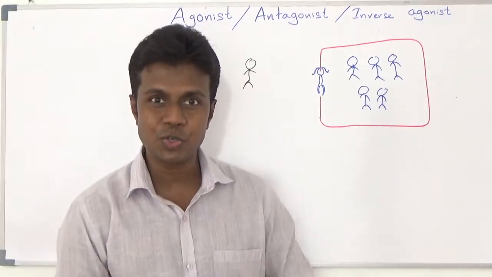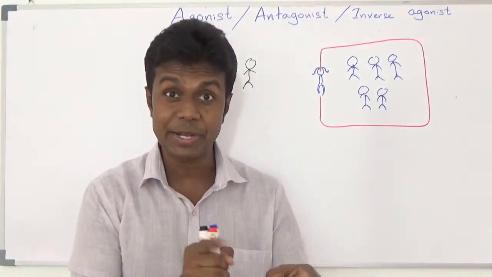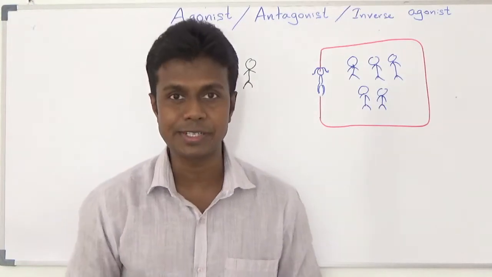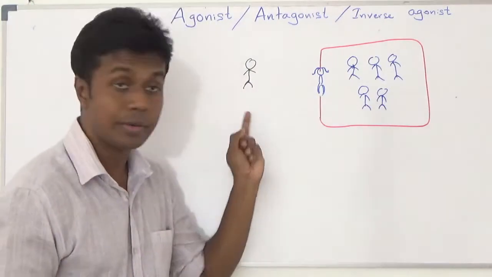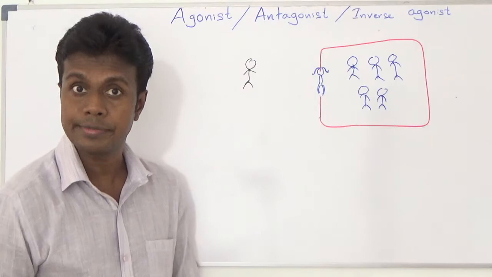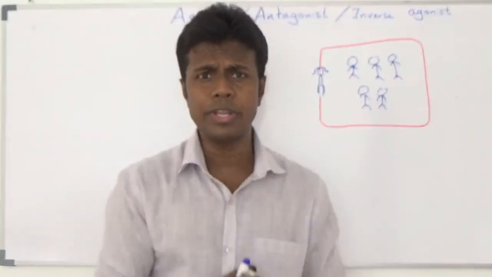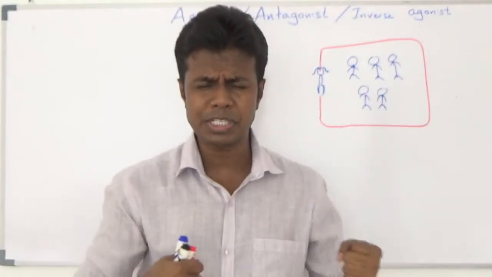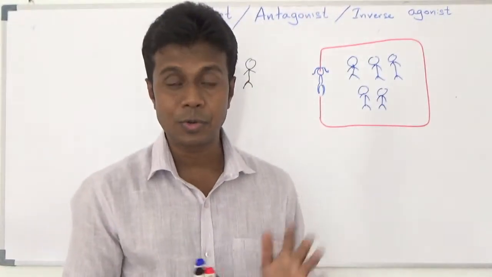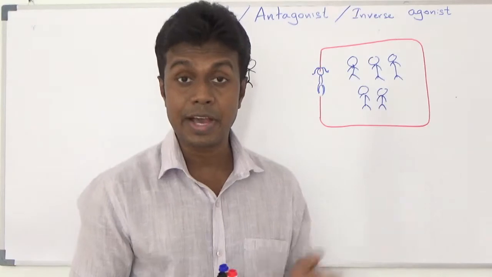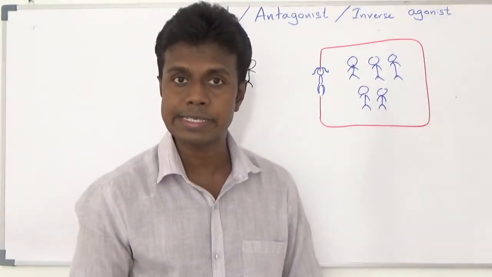Today I am going to teach you about agonist, antagonist and inverse agonist. Again here you have the boyfriend as the ligand and the girlfriend as the receptor. If they love each other fully, there will be much more interaction. They are going to produce maximum effect in that case.